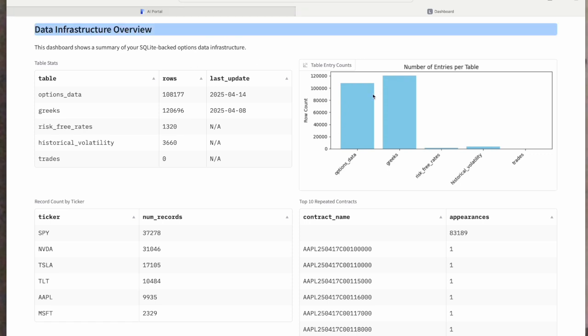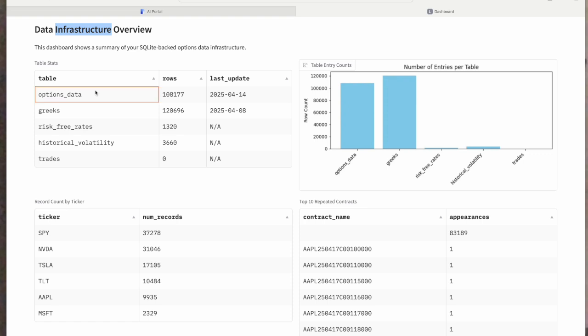We have an options data table. This is our database view, and it gives us a view of what's going on in our options contract database. So we have over 100,000 options contracts in here. We have Greeks, a slightly higher number because we have some stale contracts in there. The risk-free rate's pretty low, but we have 5 years of risk-free rates there. There's a historical volatilities table. There's a trades table. We haven't started doing any trades. And there's actually a total of 10 tables in our data infrastructure here.